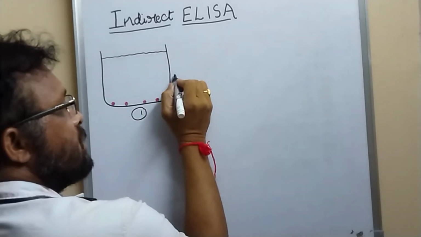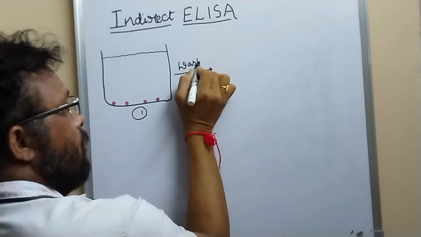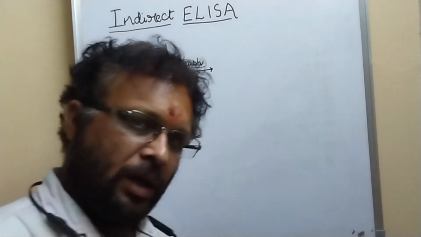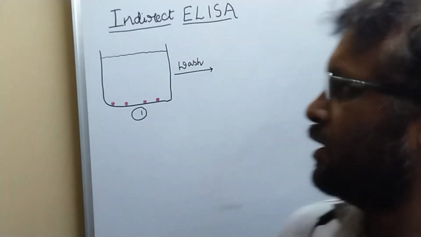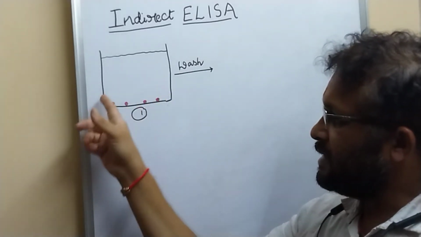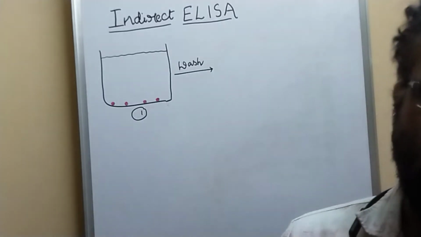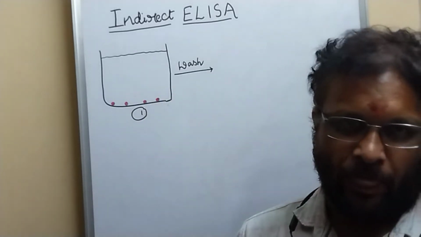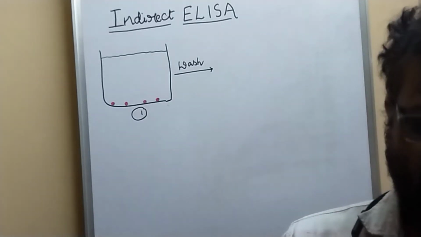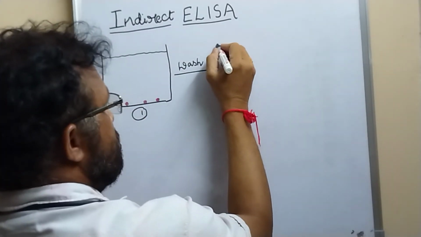Later, the next step is to wash the microtiter well. What is the purpose of washing the microtiter well? Any unbound antigens will be washed away. This is the main reason for the washing step.